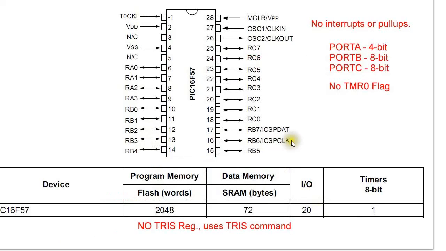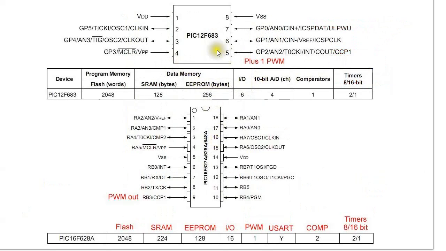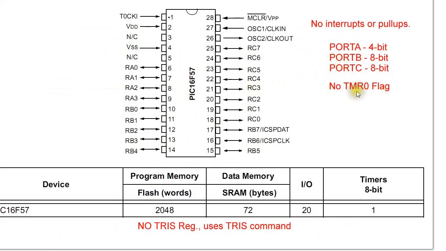The next device is the PIC16F57. We will be doing this one in assembly. It is a very, very basic device, has very few hardware modules, only an 8-bit timer and an 8-bit prescaler, but has a whopping 20 I/O pins. These things cost about $1.50 a piece. 72 bytes of SRAM and 2048 bytes of flash. No interrupts or pull-ups, which is what both of these have, interrupts and pull-ups. And no timer zero flag, that will be explained later.